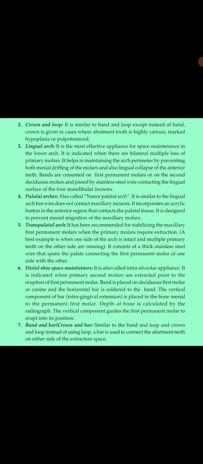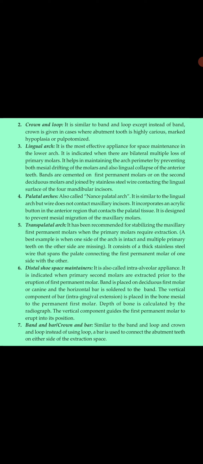The vertical component of the bar extends intragingivally, inside the gingiva, and is placed in the bone mesial to the permanent first molar. Depth of the bone is calculated by radiograph. The vertical component guides the first permanent molar to erupt into its position but does not let it move mesially.